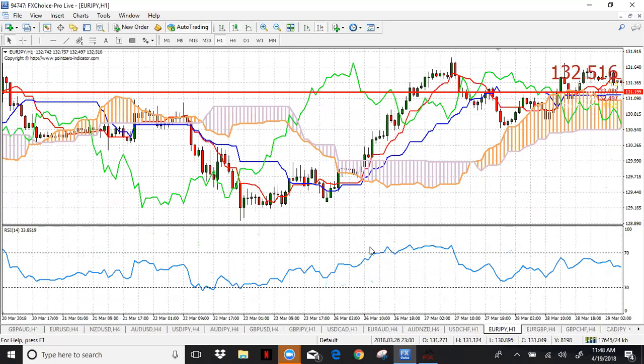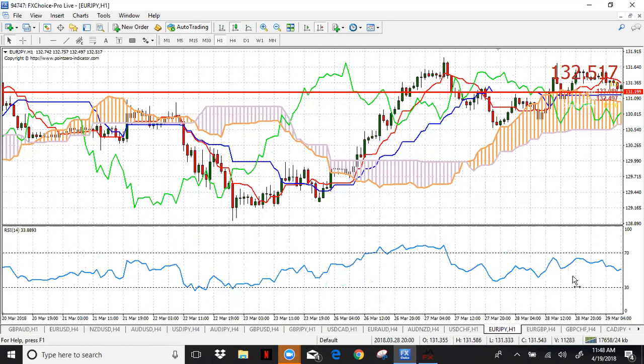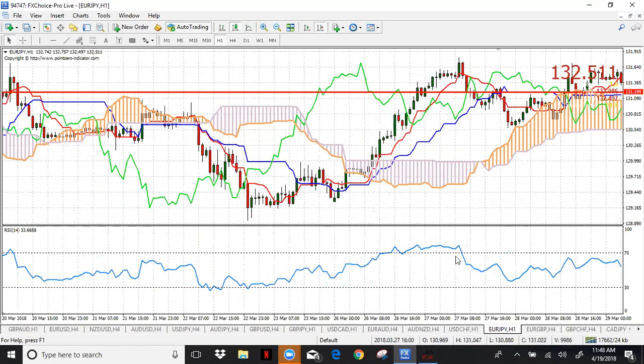So if it's above here, that means the market is overbought, so most likely it's going to go down, and vice versa. As you can see here, it's been overbought. Everybody was buying and eventually we expect it to go down, which is what happened. That's what this is telling you.